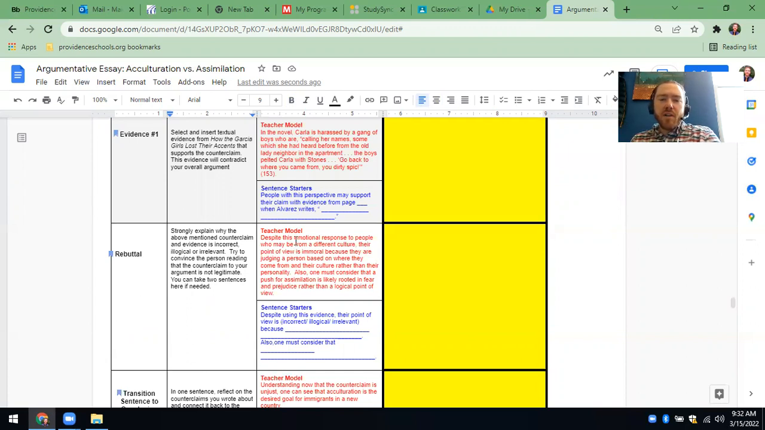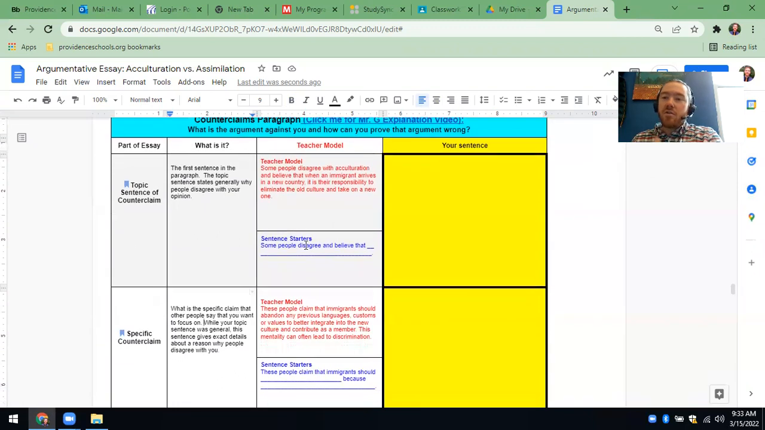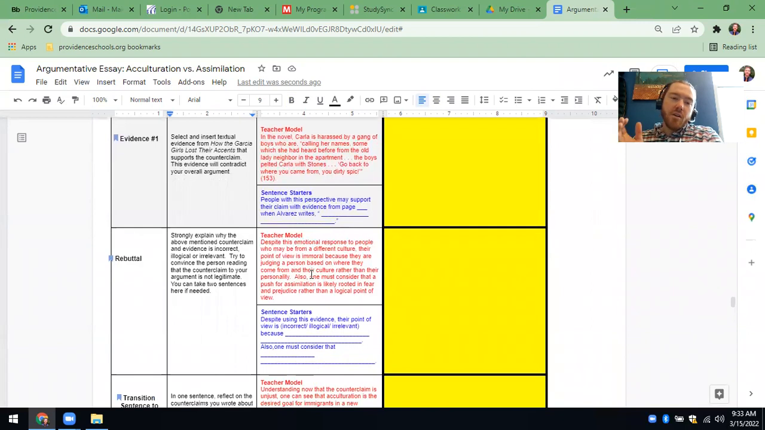Despite this emotional response to people who may be from a different culture, their point of view is immoral because they are judging a person based on where they come from in their culture rather than their personality. Also, one must consider that a push for assimilation is likely rooted in fear and prejudice rather than a logical point of view. So you can see here after three sentences where I was actually describing what the point of view against me was, in this sentence here in my rebuttal, I'm tearing apart that point of view and explaining why they're actually incorrect or immoral or illogical or irrelevant.